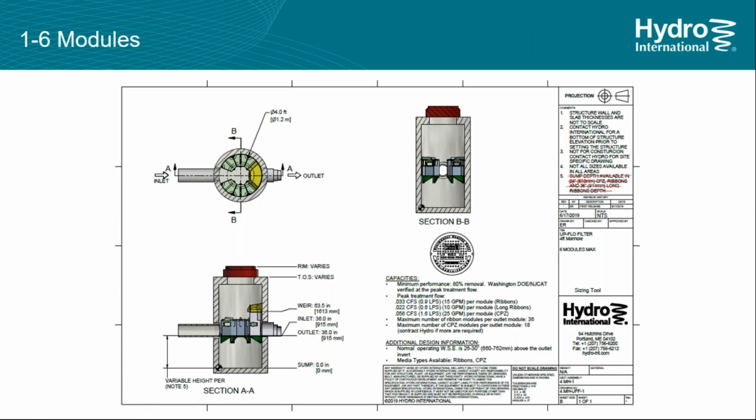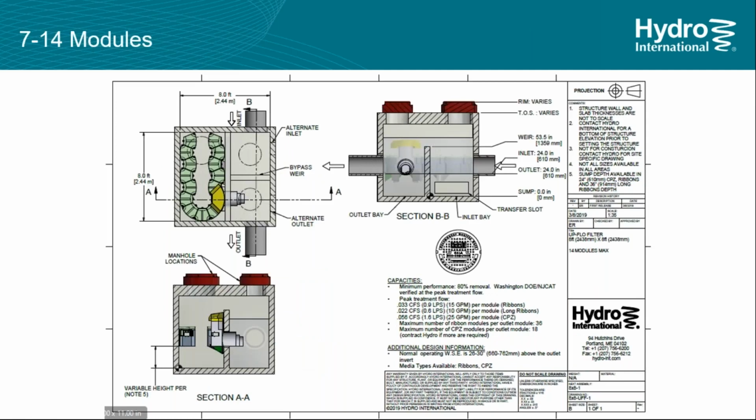When over 6 modules is required, we go to a vault. This one shows the internal bypass, so your treatment flow goes through here, and then your 100-year storm can go up over the bypass, as we saw in that data analysis. So that water is untreated, but it's pretty much clean rainwater anyways, because all of the oils and everything have been swept off the road surfaces during the first inch, which is designed to be treated. So that first version, the 14 module, will be an 8x8 filter.